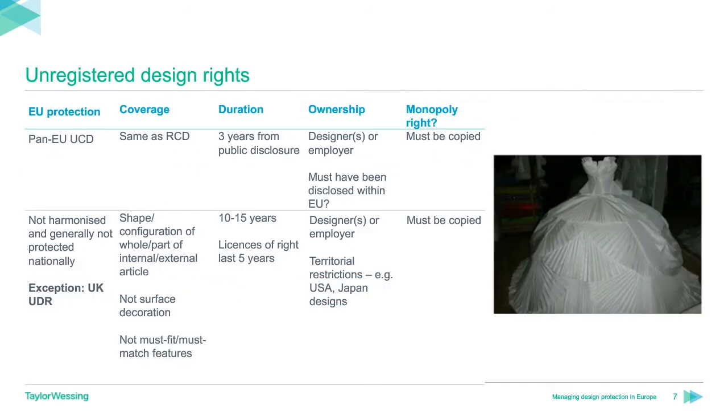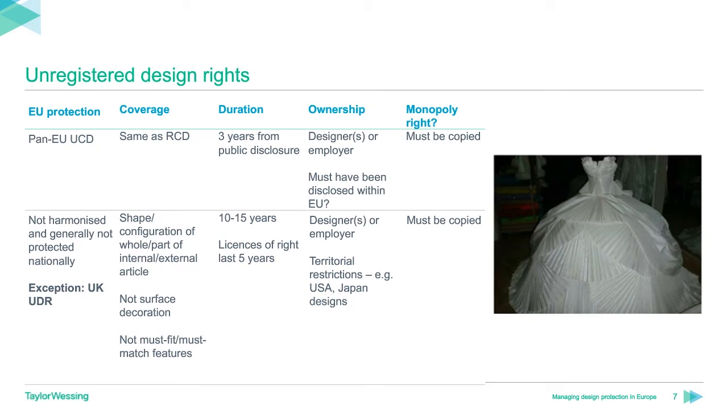Now moving on to unregistered design rights. There again, there is a pan-EU form of protection known as the UCD, or Unregistered Community Design Right. The coverage is the same as the registered design right. Duration is much shorter though. It's only 3 years from public disclosure. Ownership rules are the same.